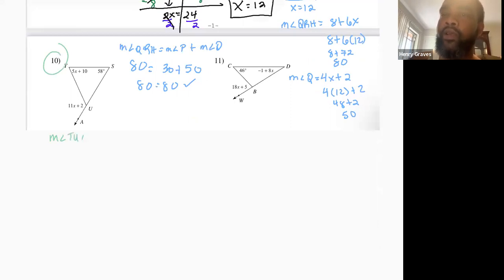is equal to the measurement of angle T plus the measurement of angle S. So angle TUA is right here, 11x plus 2. Angle T is 5x plus 10. And angle S is 58. All right. So first I'm going to combine like terms. 10 plus 58 is 68.